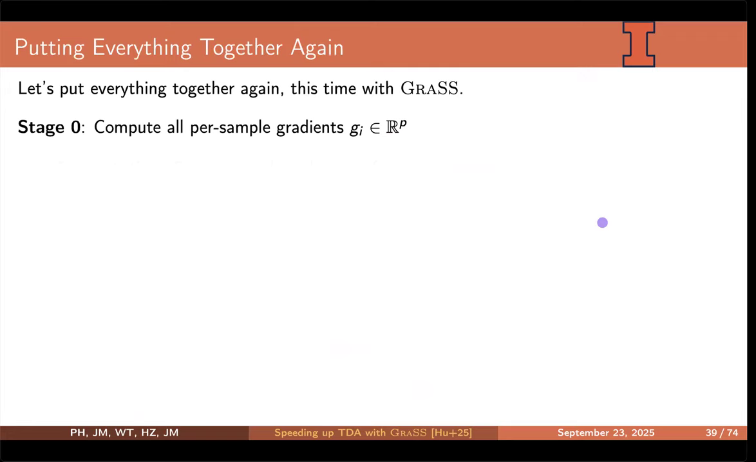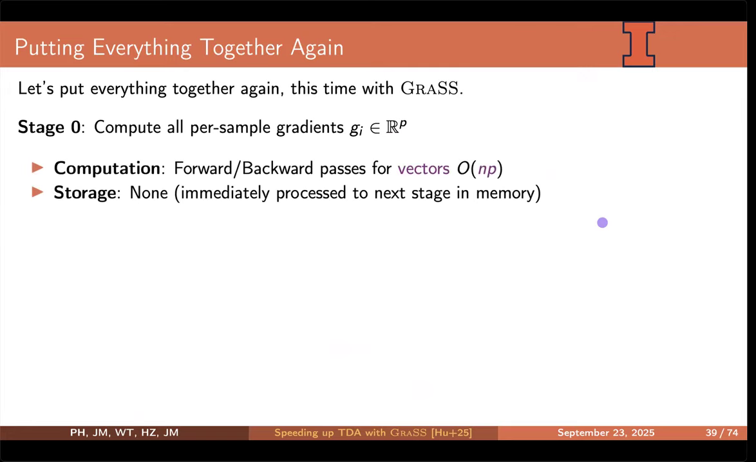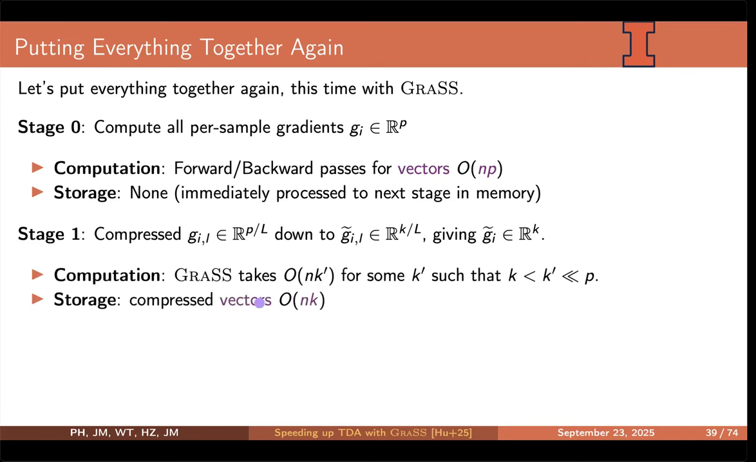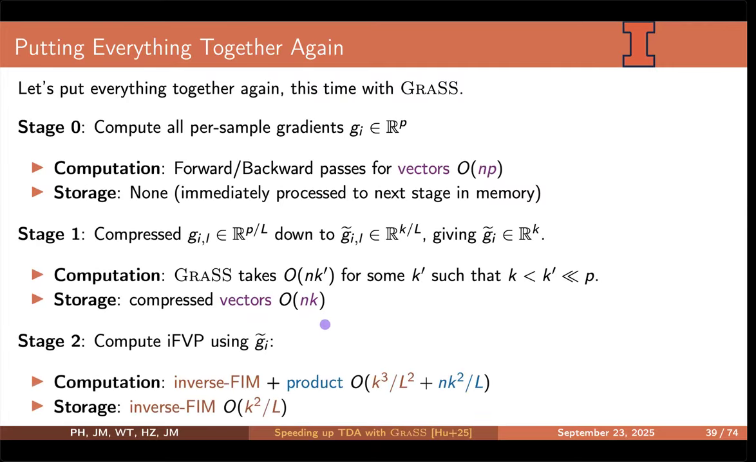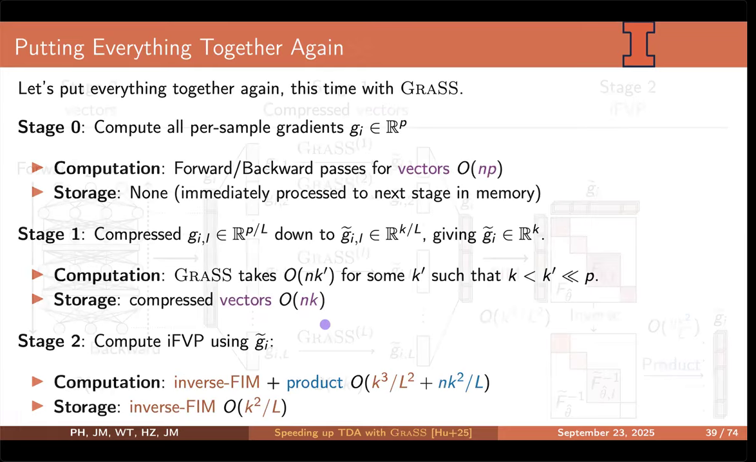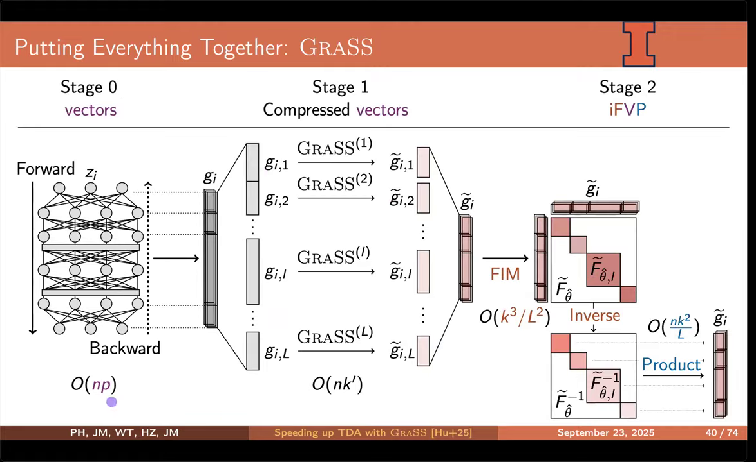If we summarize everything again: you first compute the per-sample gradient, which is stage 0, and there is nothing you can really do here. But to compress the gradients, you can use GRASS, which takes only nk prime, and for storage you are also going to store only nk, because the compressed gradient is of size k. The same holds for stage 2, which is the IFVP computation. So in figures, it's something like this. Now we reduce the compression cost from np down to nk prime, and since k prime is much smaller than p, this should be a good speedup.